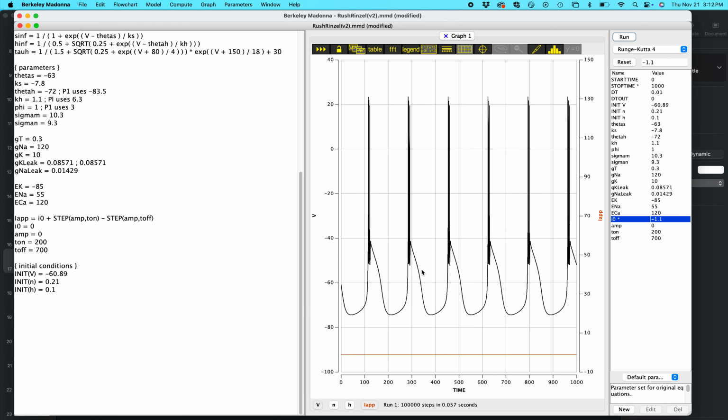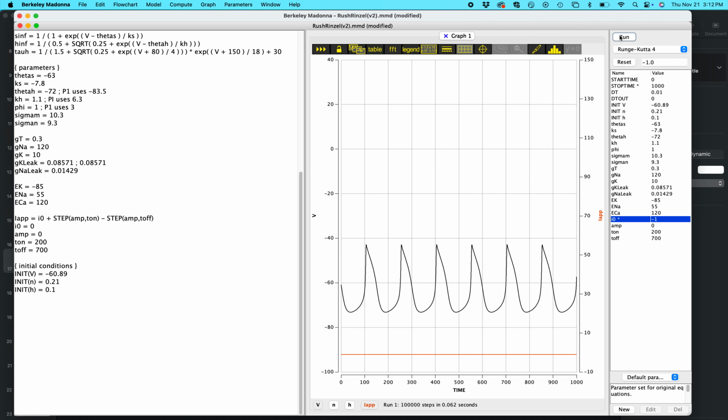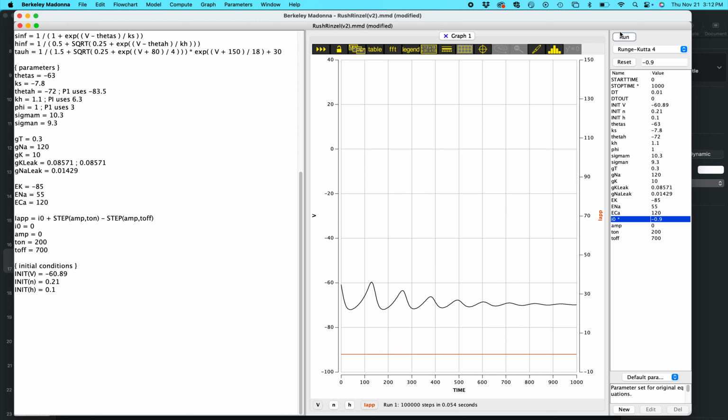So let's go back out. There's our full spike bursts. And now if I make this 1.0, half bursts, because the T current isn't completely de-inactivated, therefore it's not completely available upon activation. I don't know if this is going to work at 0.9. It might just be tonic, or it might just be silent. Yeah, it's just silent.